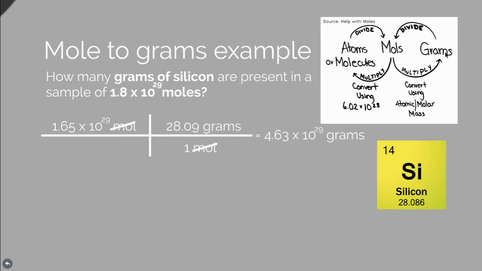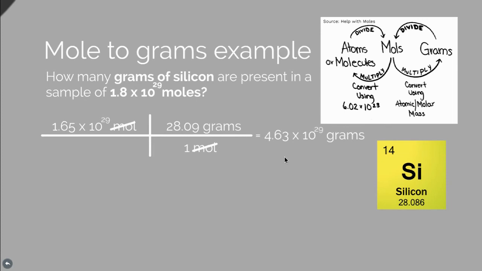So again, this is how it compares to our graphic. We're starting here in the center with moles, and we want to go to grams. Make sure that you follow the right arrow, and here we are following the arrow that is labeled multiply, using the atomic mass, and that's exactly what we did. We took our number of moles, and we are multiplying by the molar mass of silicon, and we're getting our result in grams.